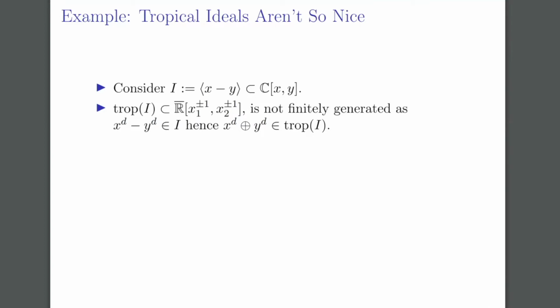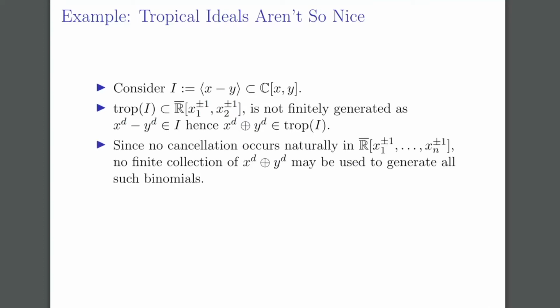So why isn't this finitely generated? There's no cancellation. I have x^d plus y^d for every d. If I took any finite collection of these and multiplied by a monomial, I'm not going to end up with something of the form x^d plus y^d. If I multiply by a binomial or something with more terms, I'm going to end up with something that has more than 2 terms, because there's no cancellation. So there's no finite collection of these that I could take to generate all of the other binomials in this ideal.